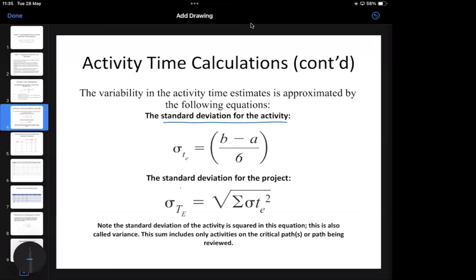By using the previous formula, we can calculate the weighted average activity time or the expected time of an activity. Now, if you remember, for each and every activity we are using three time durations: A, M, and B, optimistic, most likely, and pessimistic time. Then we have to find out the variability or the uncertainty in the duration of these activities. For that, we are calculating standard deviation.